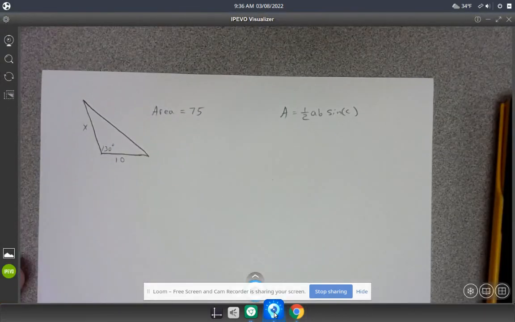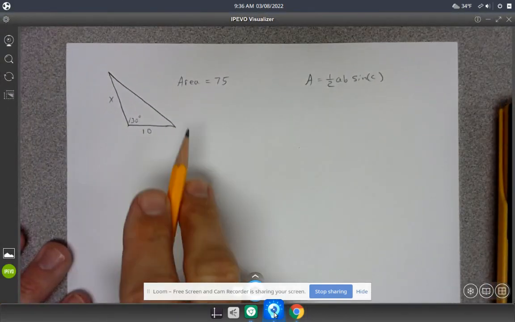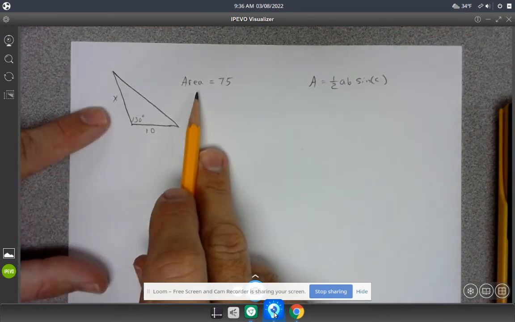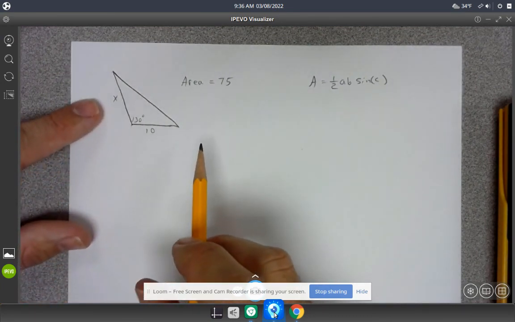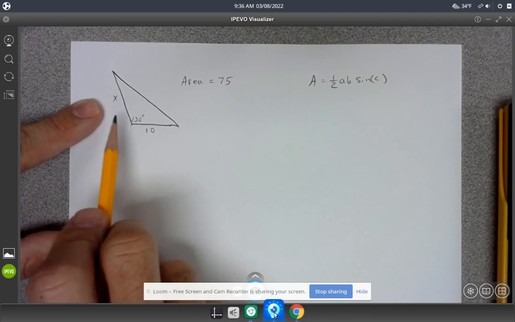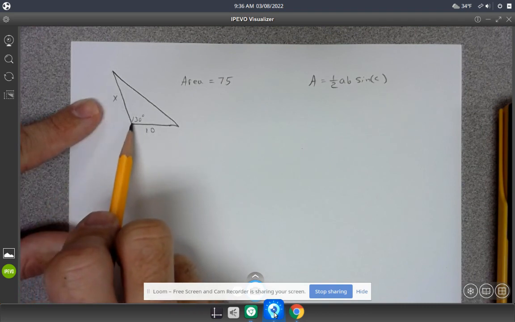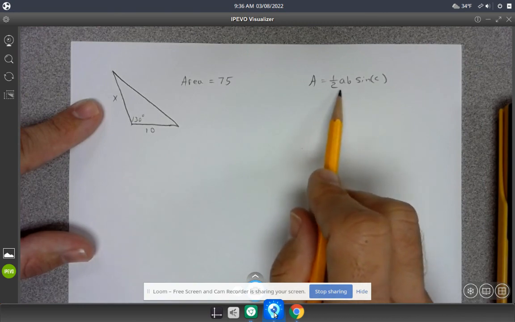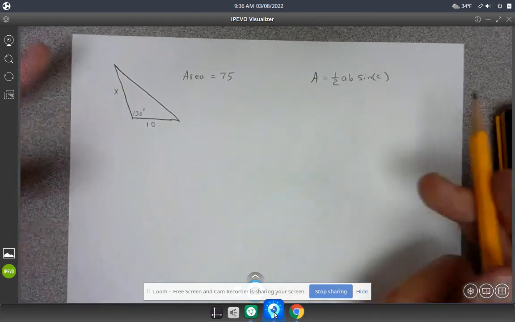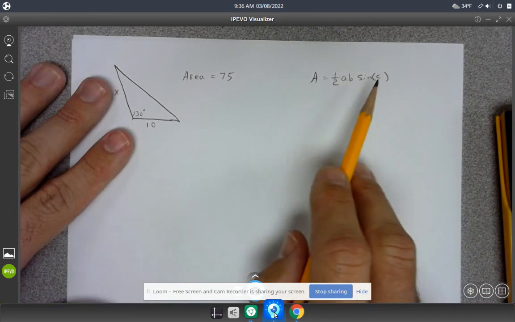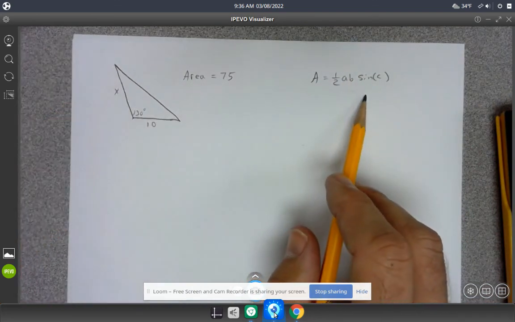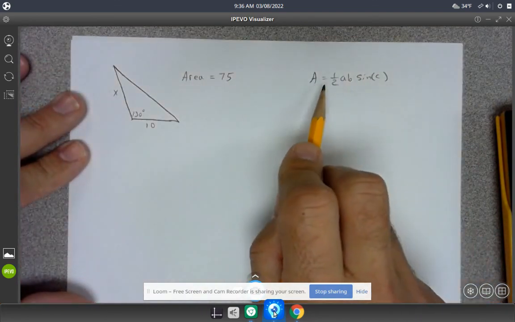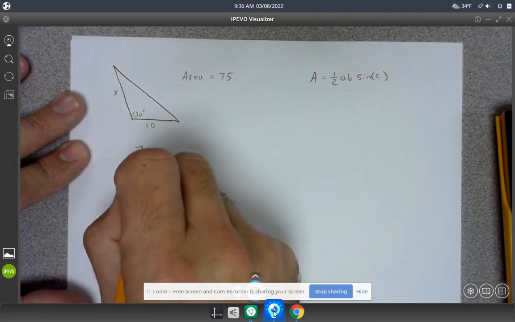Okay, so for this example, we're given the area, and then we're going to work backwards to figure out what this missing leg is. So we've got side, side, and we have the included angle, and so we should be able to plug those values in for the A and all that stuff. We'll be able to plug in these values into this formula and solve for the missing piece. That's the idea.